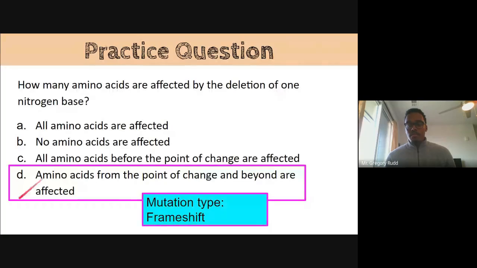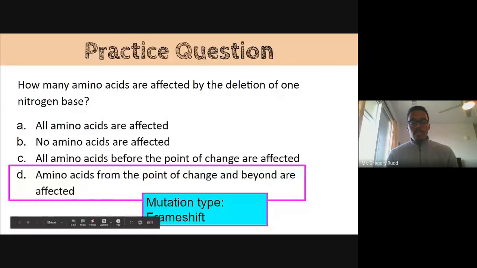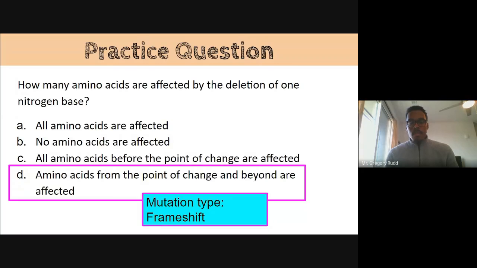It would be like if I had the sentence, the fat cat ate the bat, or the fat cat ate the rat. We read words and we read the codons in groups of 3 like that. The fat cat ate the rat. Now, if I deleted the F in the word fat, I still have to read in groups of 3, but now it looks like this.